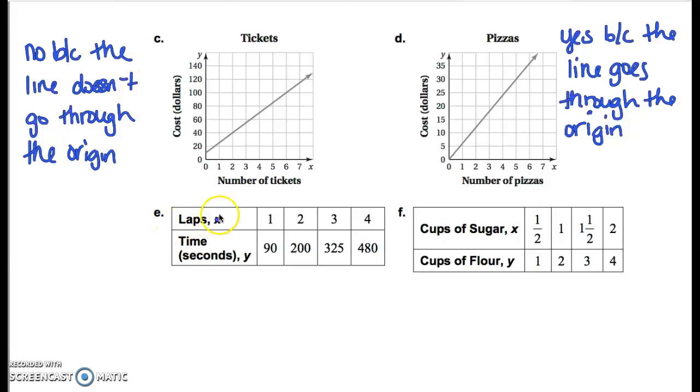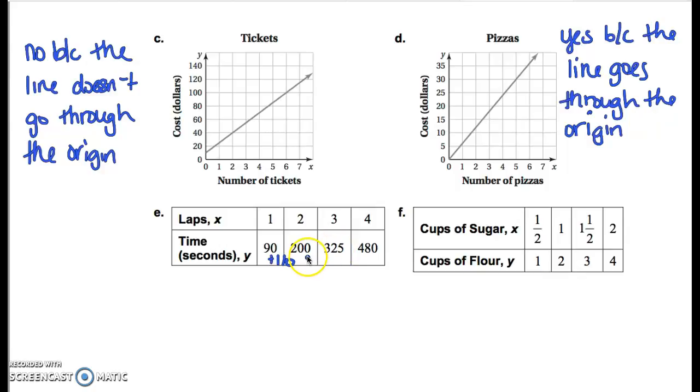We're talking about laps and the time in seconds. So maybe you're swimming laps or maybe you're running laps. Okay, let's say you're running a lap around the track. 1 lap takes you 90 seconds. 2 laps takes you 200 seconds, and so on. So our laps are increasing by 1, but let's look at the time. Is it the same amount of increase every time? Well, from 90 to 200, that would be, let's see, adding 110.